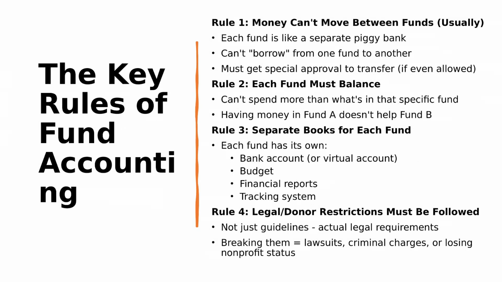There are some key rules that set fund accounting apart. First, money usually can't move between funds. Each fund is its own piggy bank, and transfers require special approval. Second, every fund must balance. You can't spend more than what's in that specific fund. Third, each fund keeps its own books, separate accounts, budgets, reports, and tracking systems. Finally, legal or donor restrictions must be followed strictly. Breaking these rules can lead to lawsuits or even criminal charges. These safeguards keep government finances disciplined and transparent.